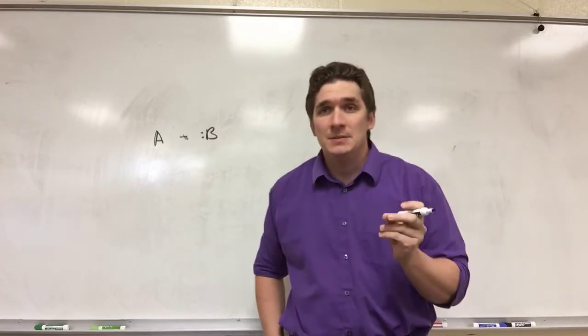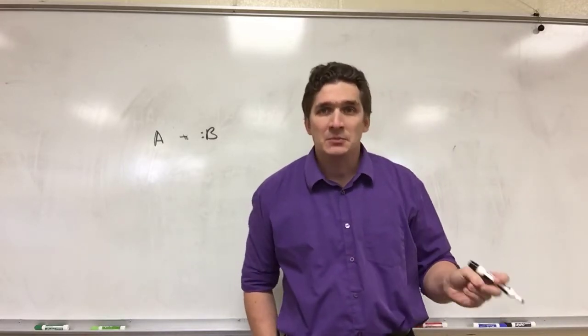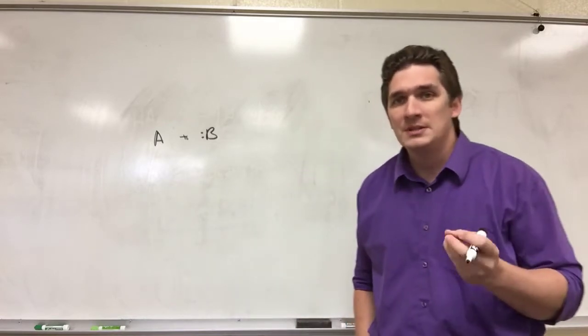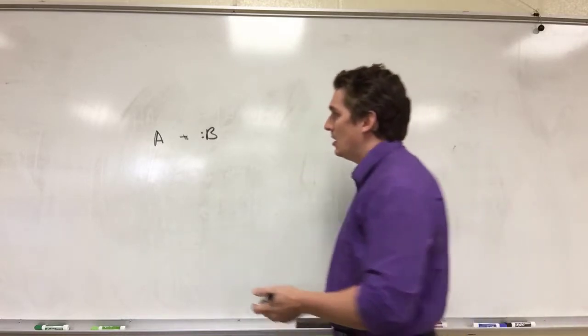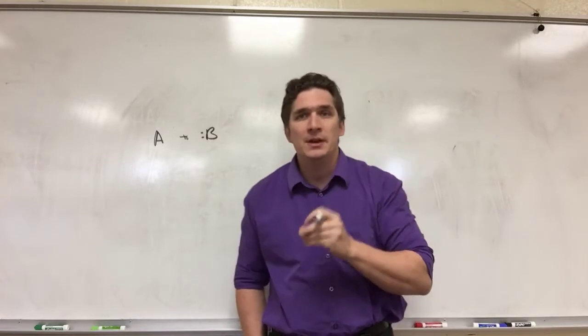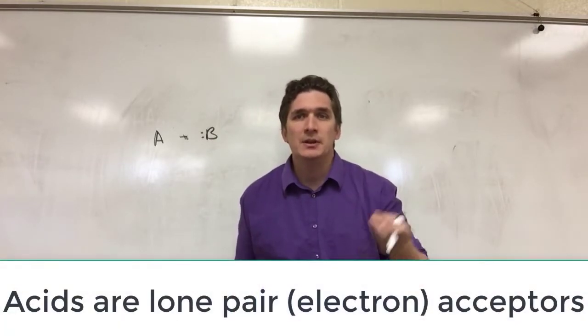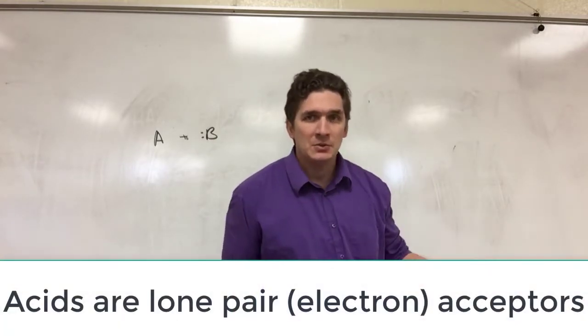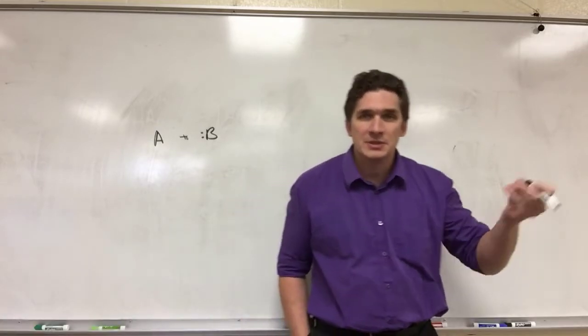Now, this is going to be very radically different than the Arrhenius and Bronsted definitions. For us to have a Lewis acid, our acid here has to be what's called a lone pair acceptor, and our base is a lone pair donor. So this is going to harken back to our Lewis structures and our Lewis theory.